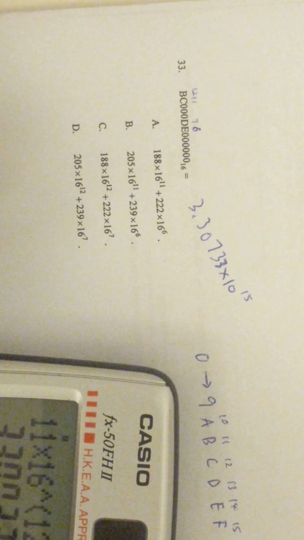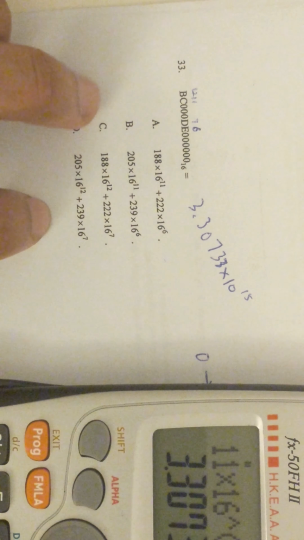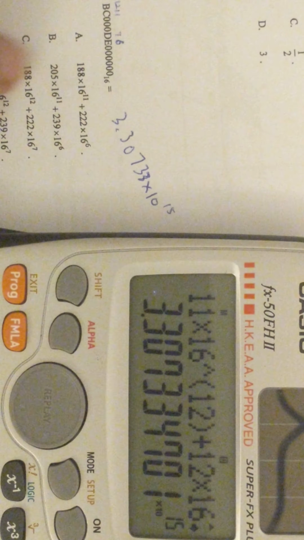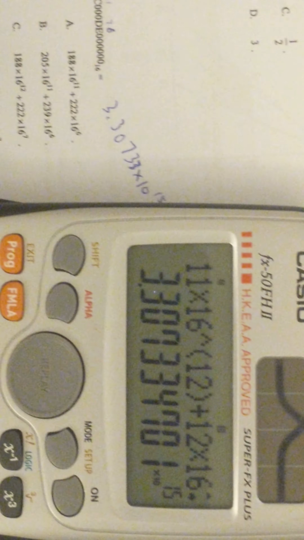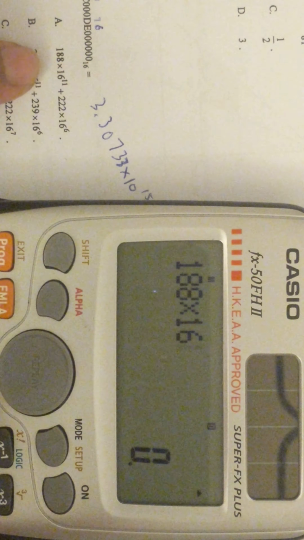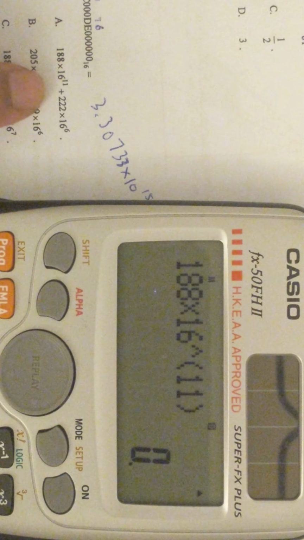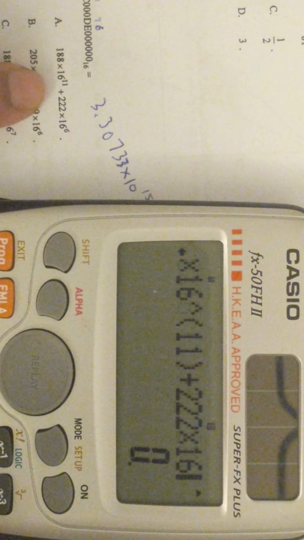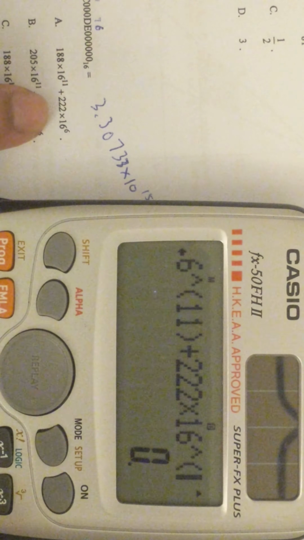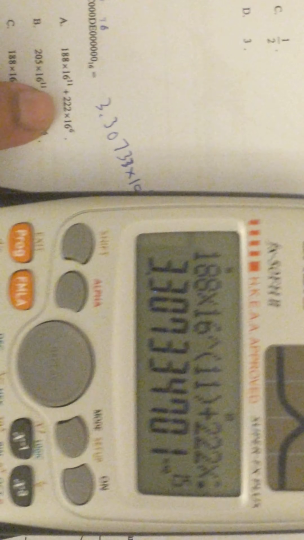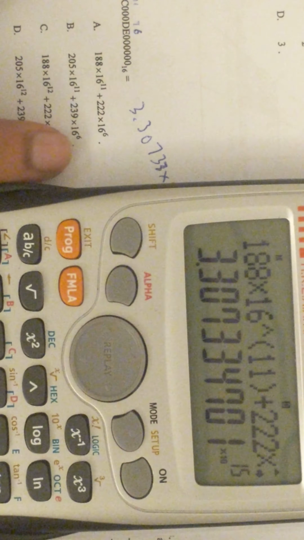And to not waste time, I'll just do the answer for you, or actually do A and C, and then you can see which one is the answer. So first one, 188 times 16 to the power 11 plus 222 times 16 to the power of 6. So that's A. What's the answer? A.